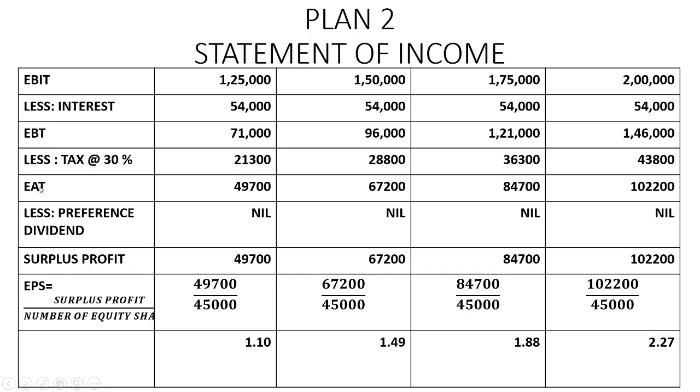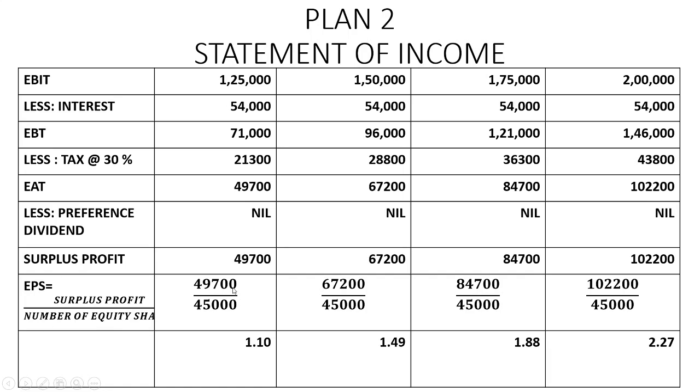So earnings after tax is equal to earnings before tax less tax, 49,700, and second case 67,200, and third case 84,700 and 1,02,200 less preference dividend. We are not issuing preference shares, so there is no question of preference dividend, it is nil. Surplus profit is equal to 49,700, 67,200, 84,700 and 1,02,200. Earning per share is equal to surplus profit divided by number of equity shares.